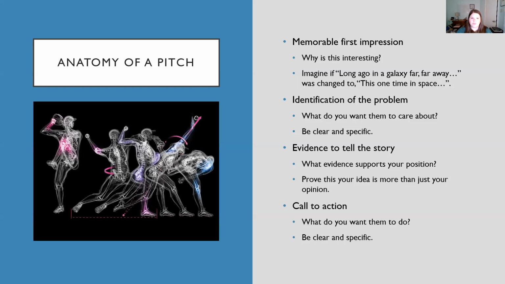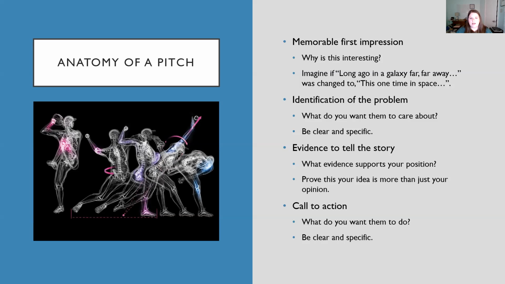I'm not a huge Star Wars fan, so I can't go into it too much. However, just think about it that way. If you're trying to get an idea across to anybody that lives in the Star Wars universe, you're going to have to relate it to something that's important to them, right? So identify what the problem is, and that's going to let them know what you're asking them to care about.